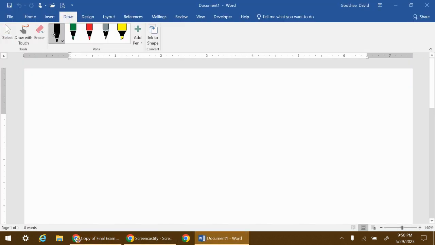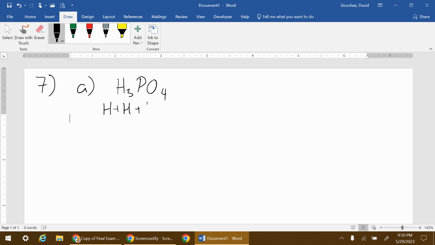Here we go. The molar mass is just, you look up the substance's atomic mass on the periodic table, and if it's a compound with many different parts, you add them all together. So 7A is H3PO4, phosphoric acid. This is made up of 3 hydrogens, so H plus H plus H, plus 1 phosphorus, so plus P, plus 4 oxygens.